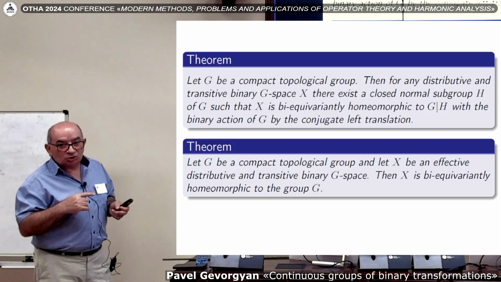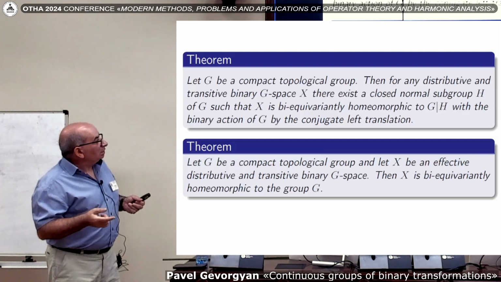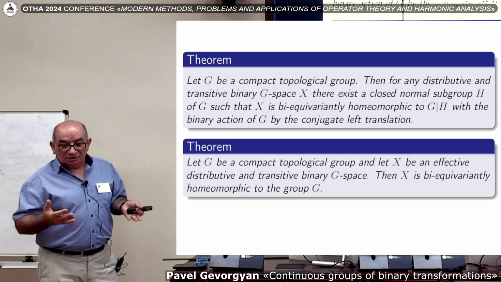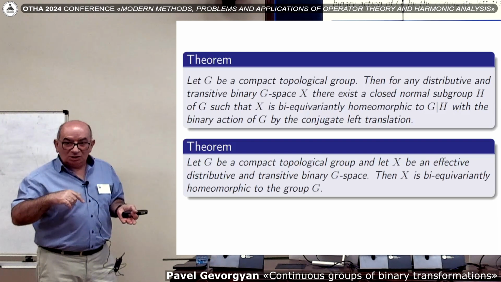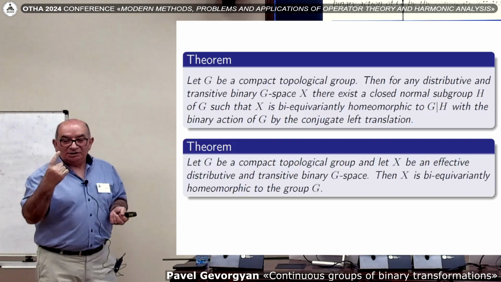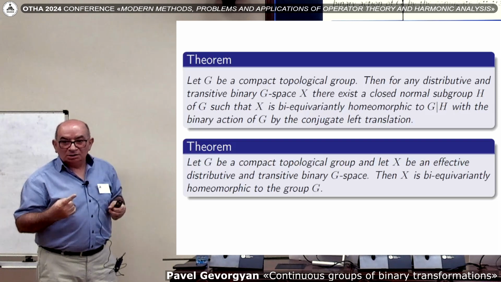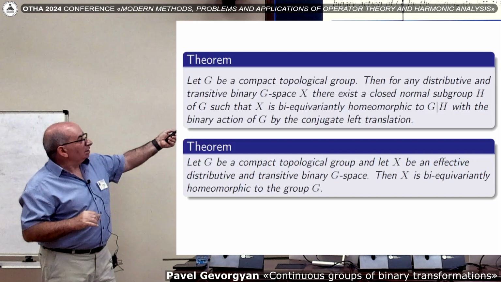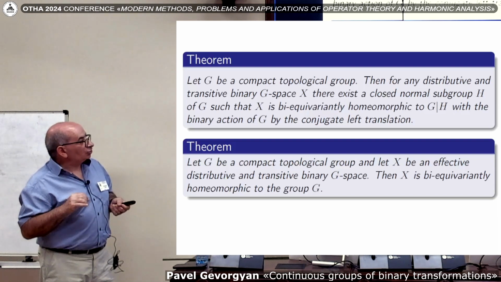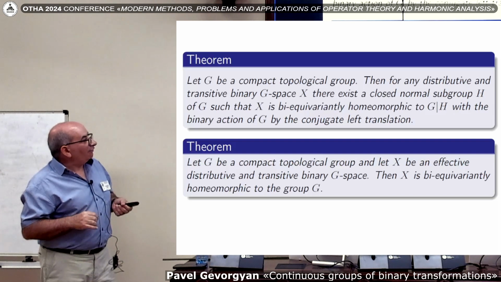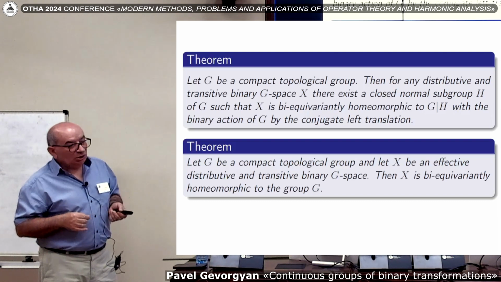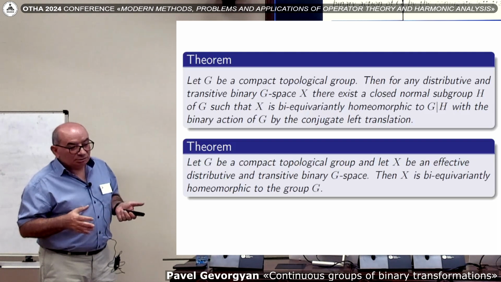And the second theorem shows that when we consider distributive and effective binary G spaces, then in this class, there is only one transitive binary G space. It is the group G with the binary action on itself by conjugate left translation. More precisely, let G be a compact topological group and let X be an effective, distributive and transitive binary G space. Then X is bi-equivariantly homeomorphic to the group G.